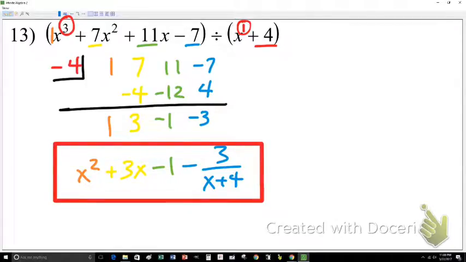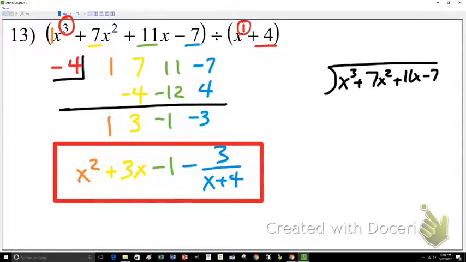Let's go ahead and do long division on it now. So we're going to place our dividend inside here. That is x to the third plus 7x squared plus 11x minus 7. Okay. And we're going to divide that by x plus 4.